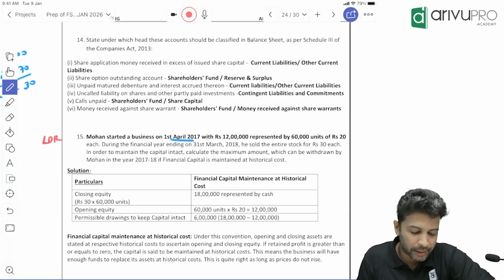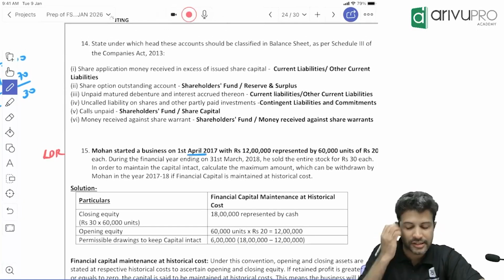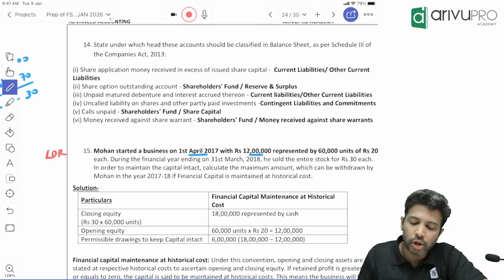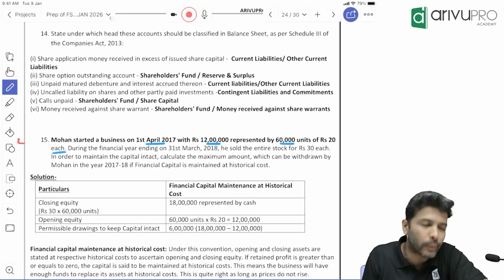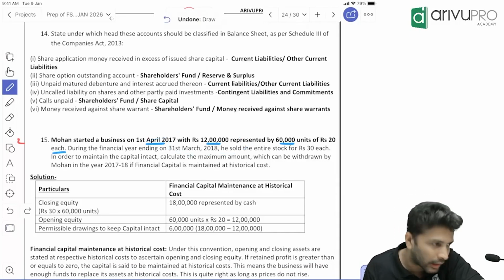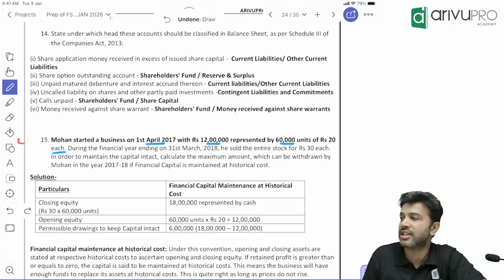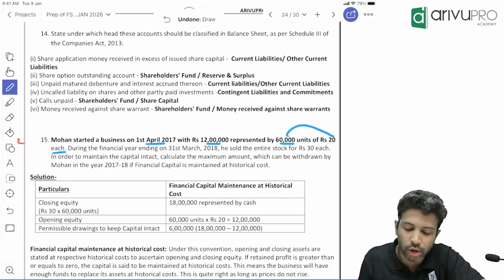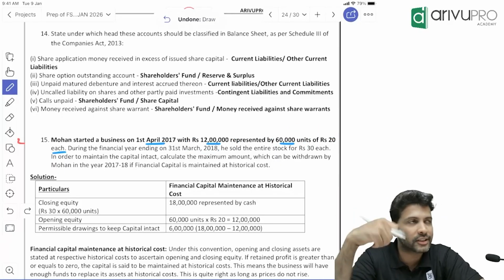Mohan started a business on 1st April 2017 with 12 lakh represented by 60,000 units of 20 each. So they started with how much capital? 12 lakh. And they use this capital to buy how much goods? 60,000 units. Purchase price 20. 60,000 into 20 is 12 lakh. Concentrate. This is important.